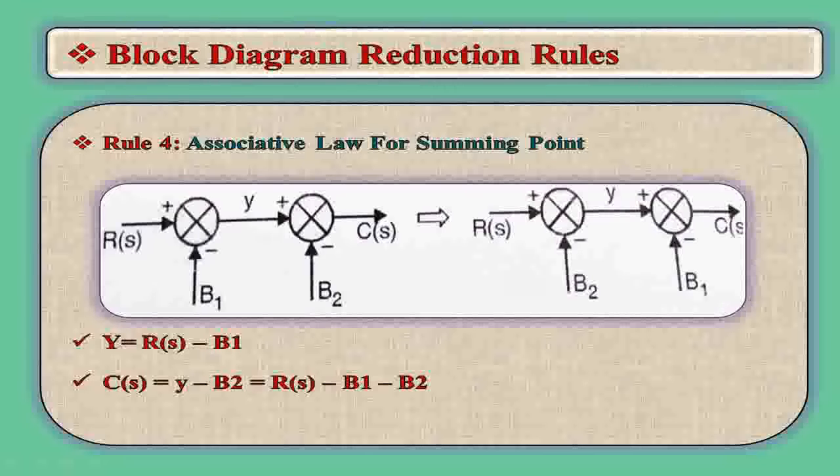Now next is rule number 4, the associative law for summing points. Consider a combination of two summing points directly connected with each other. We can use the associative property and interchange these directly connected summing points without altering the output. Remember, if there is a block present between two summing points, then this rule cannot be applied.